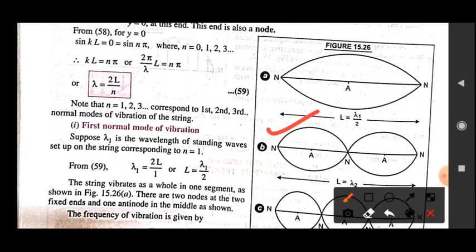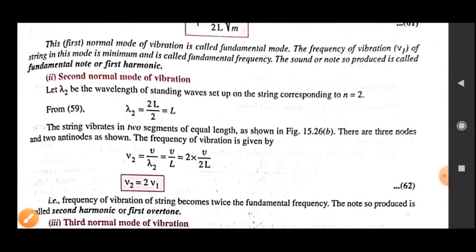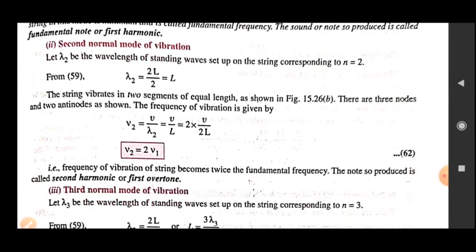In this figure, the minimum displacement point, that is the zero displacement point, is the position of a node. Here you can see 3 positions of nodes, and 2 positions where the amplitude is maximum, that is 2 positions of antinodes. Later we will see the generalized form of how to calculate nodes and antinodes in every normal mode of vibration. So this is, I think, now clear.